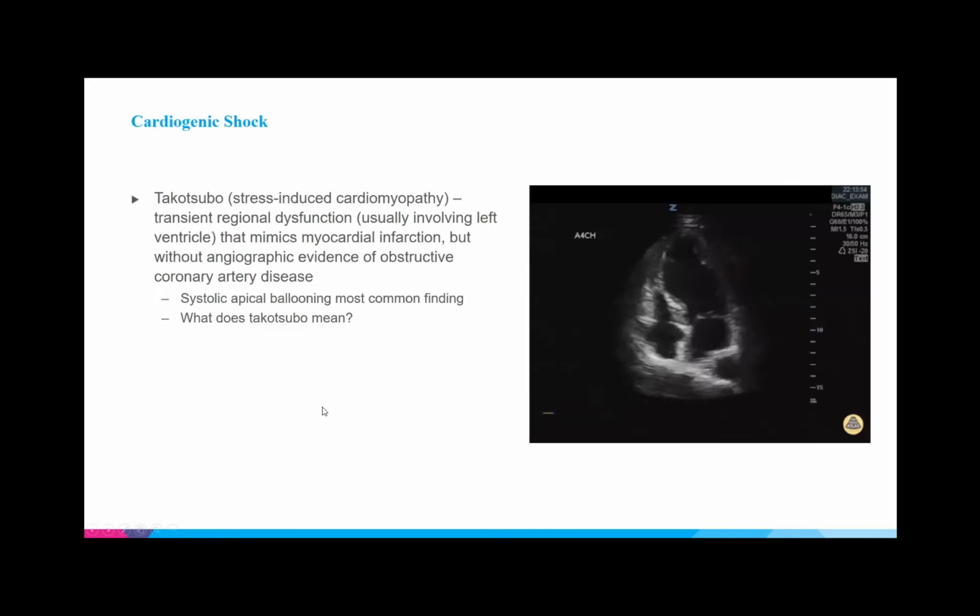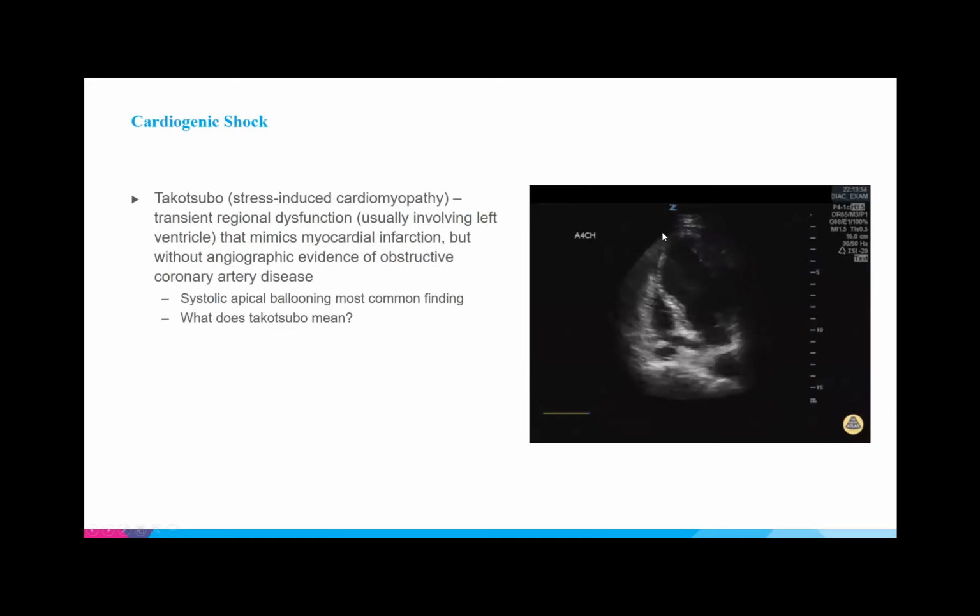And I do just want to briefly talk about Takatsubo Cardiomyopathy. So basically using this lecture to cover everything else that I haven't talked about yet. Takatsubo Cardiomyopathy is a stress-induced cardiomyopathy. Most commonly you get a transient regional dysfunction of the left ventricle. It mimics myocardial infarction, but doesn't have any angiographic evidence of obstructive coronary artery disease. Classically you'll get systolic apical ballooning, but you can get other findings too.